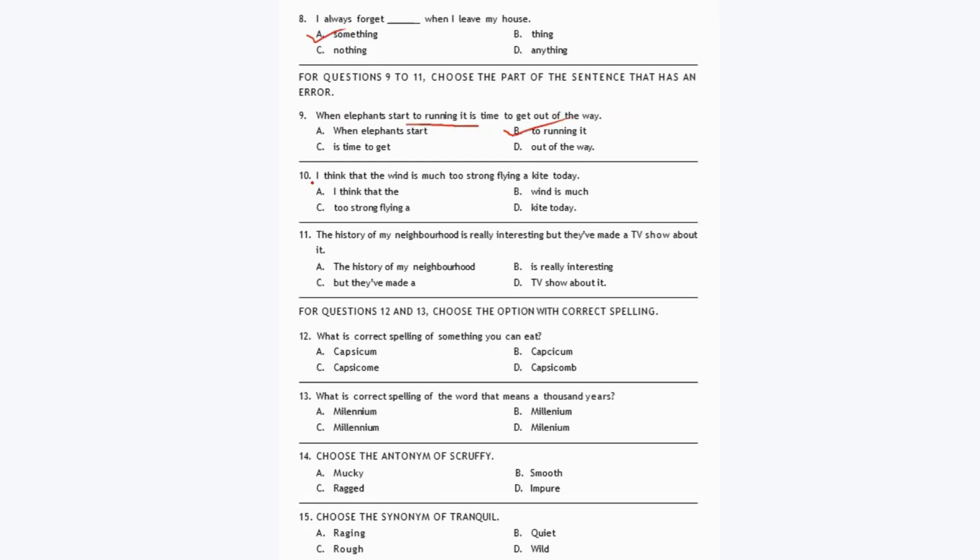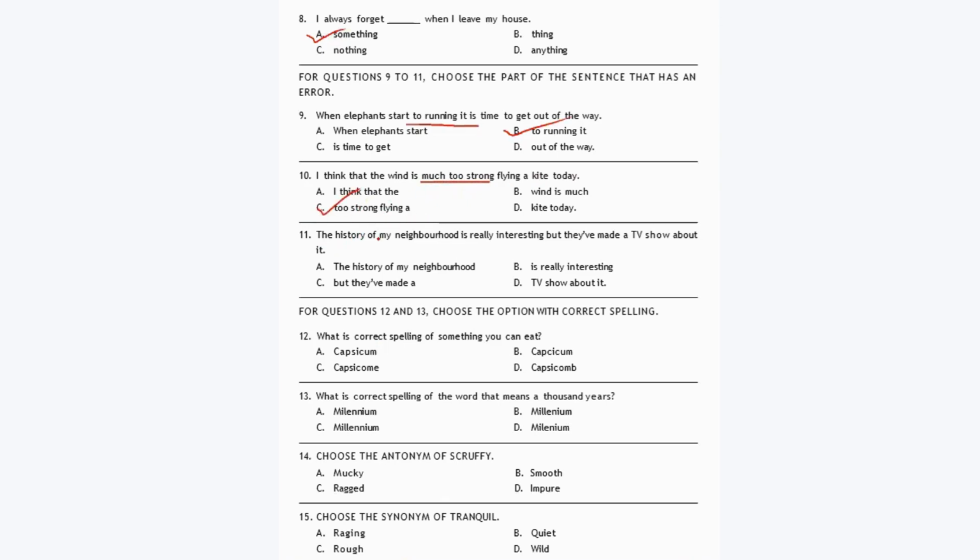I think that the wind is much too strong for flying a kite today. So here it should be, I think that the wind is too strong to fly a kite today. So you have an error in this part of the sentence. It is given in option C, too strong flying a kite. It should be too strong to fly a kite.